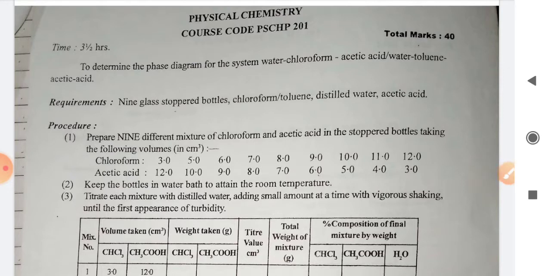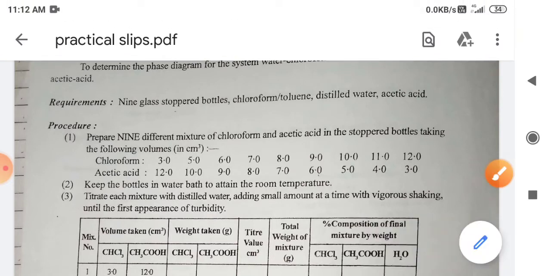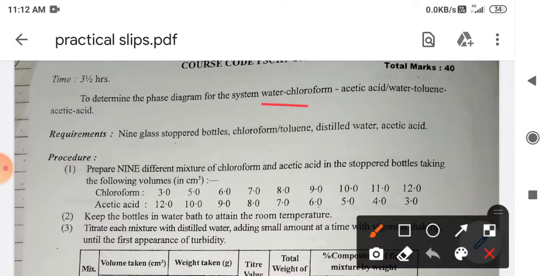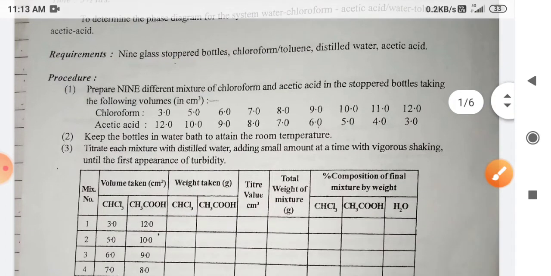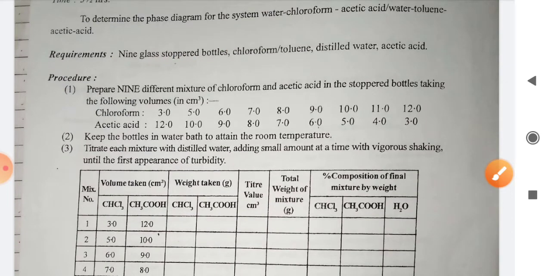So what is the aim of this experiment? The aim of this experiment is to determine the phase diagram for the system of water, chloroform and acetic acid. Okay, so what are the requirements for this experiment? We will require 9 glass stoppered bottles, the given solution of chloroform or toluene, then distilled water and acetic acid. These two liquids will be common; only chloroform or toluene will differ. So we will prefer chloroform.